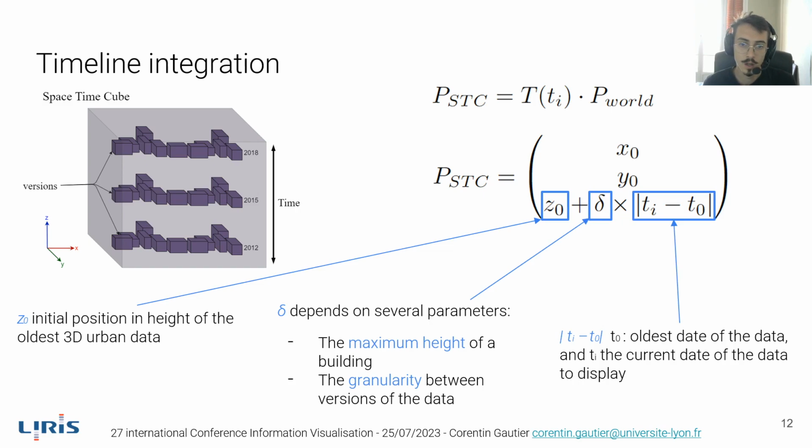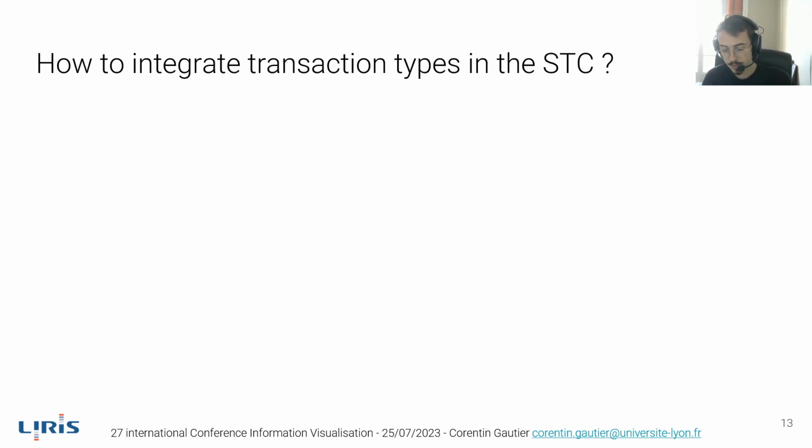So Tn, for example, can be equal to 2015, and T0, the oldest version of the data, can be equal to 2012. So in this example, this part will be 3, multiplied by delta, which can be a different coefficient, plus z0, which is the initial position of the oldest data. So we have integrated different versions in the space-time cube.